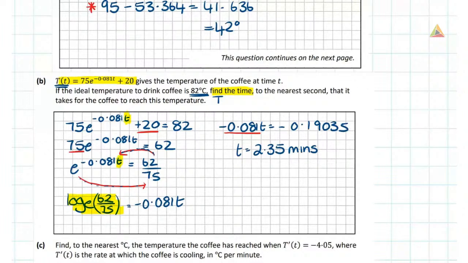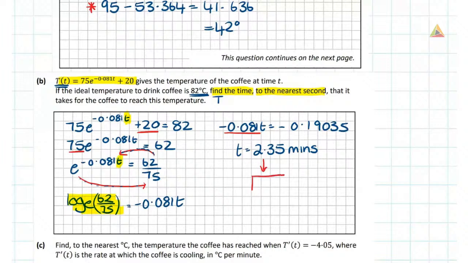Okay, now have a look at the question. It asks me to give our answer to the nearest second. So a very quick way of doing this, you could find 0.35 of 60 because there are 60 seconds in a minute. But I'm going to show you a nice quick way of doing this.